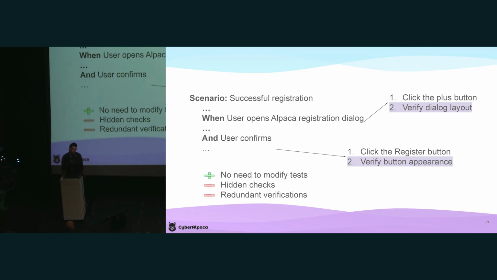The downside of this solution is that we are hiding checks in our test framework. So by looking at the test cases, we are not sure what is verified inside. It also leads to redundant verifications. So if we use a test like user opens Alpaca registration dialog a lot, it means that every time we will perform this extra verification, which might be unnecessary. It will extend execution time, it will extend resource consumption, it will make our test reports longer and harder to understand.